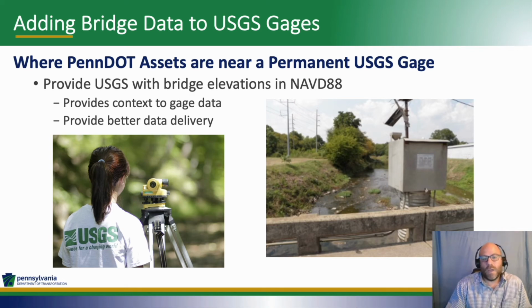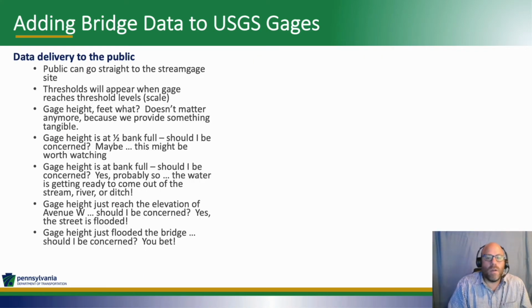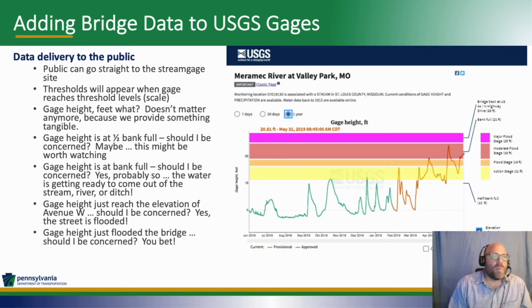As you can see on the graphic on this slide, you can see a USGS gauge mounted to this structure on the bridge. Once this process is complete, the data will be easily usable by the public. Some examples of how the data will be used are shown on this slide. The public can now go directly to the gauge site and get information quickly. The thresholds will appear when the water surface level reaches a specified elevation. The gauge height in feet does not matter anymore because there is a real-world landmark to reference from.